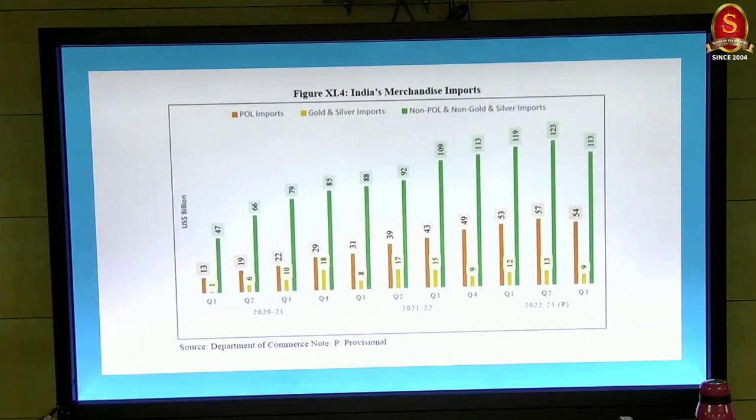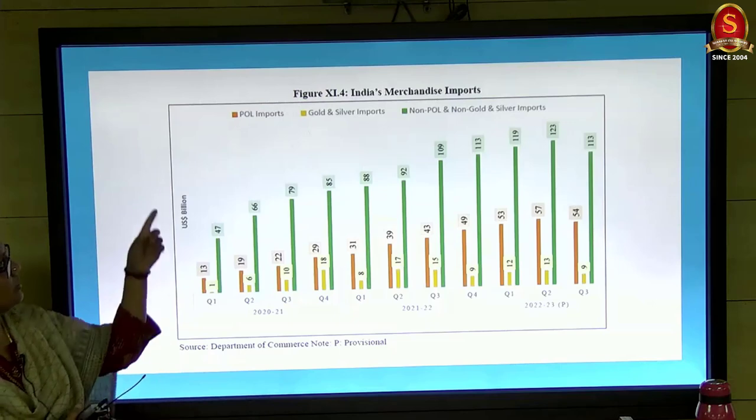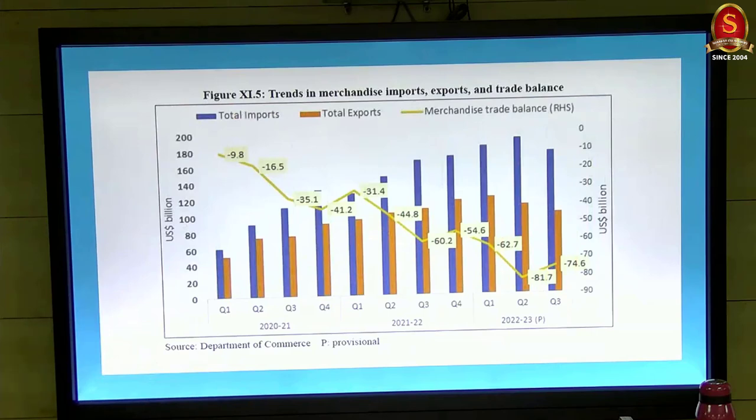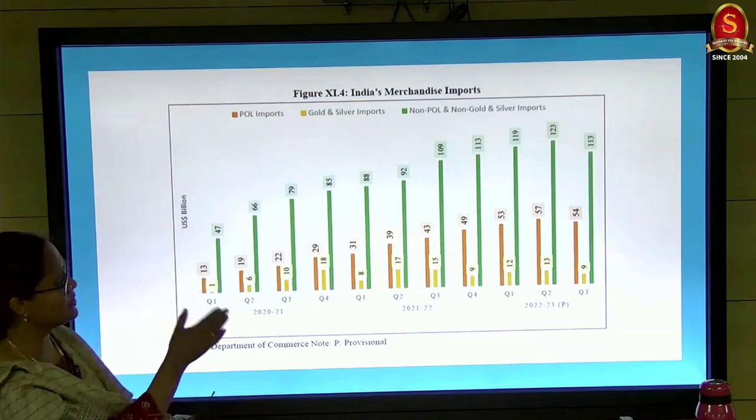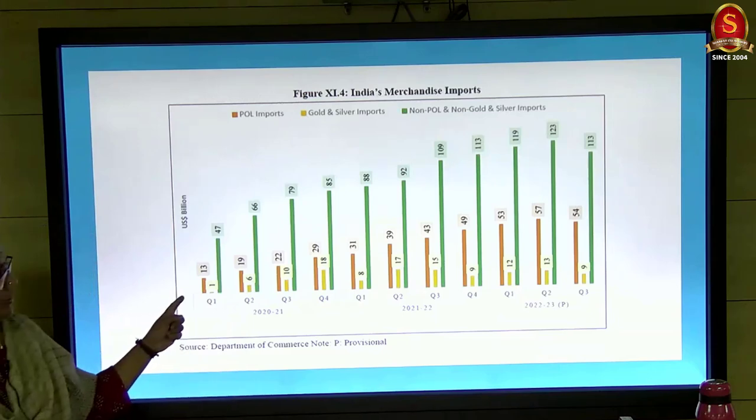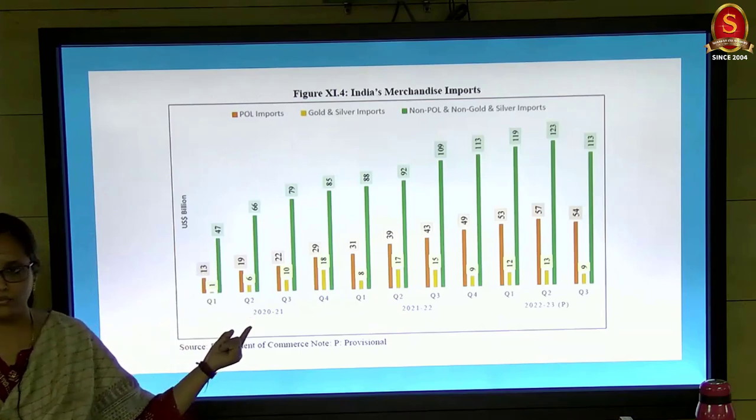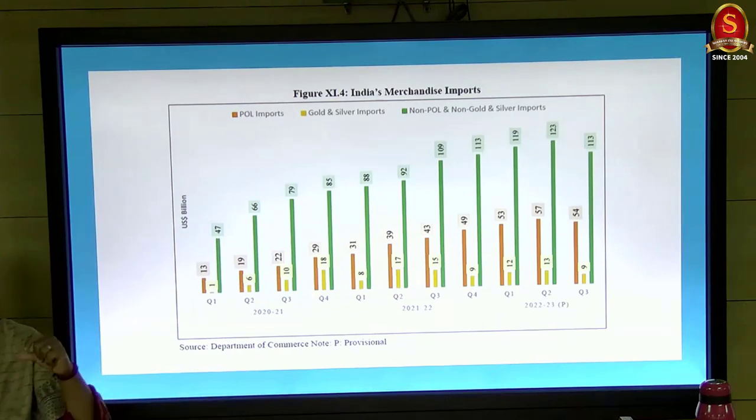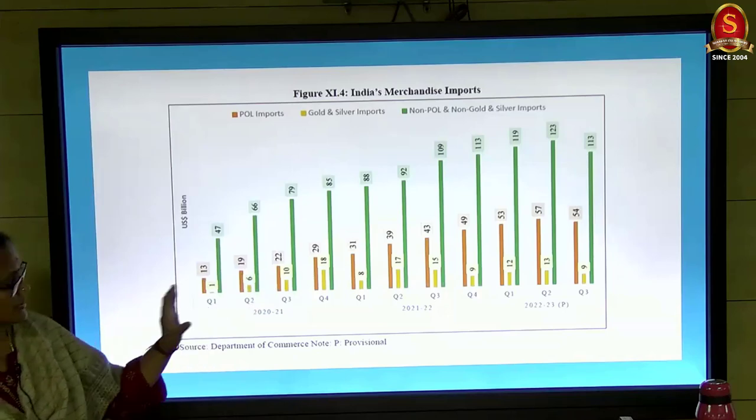Look at the merchandise imports now. Again, you have three categories: POL, gold and silver imports, and non-POL, non-gold, silver, which means other than these two items, they have clubbed it in the third graph. Again, petroleum and oil imports, you can see that the bar is taller than the previous slide. Obviously, for domestic consumption, we are importing it. A part of it, we are processing and then exporting it. So the orange colored bars are standing taller.